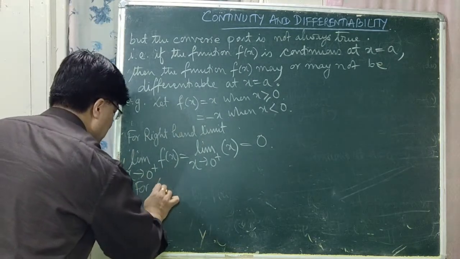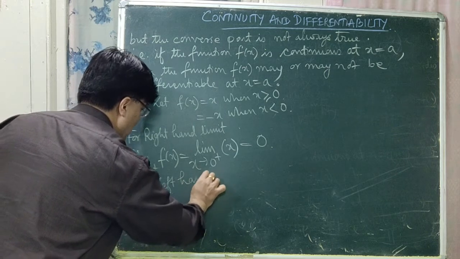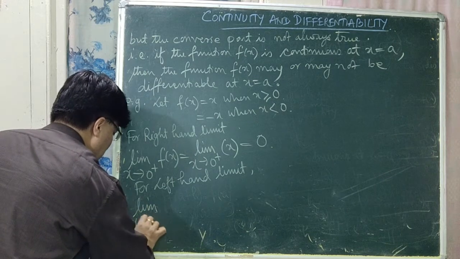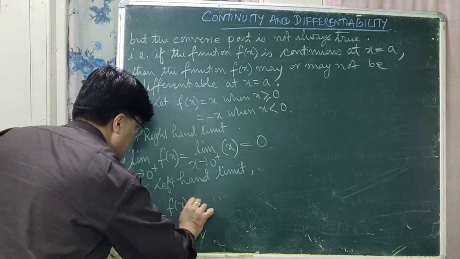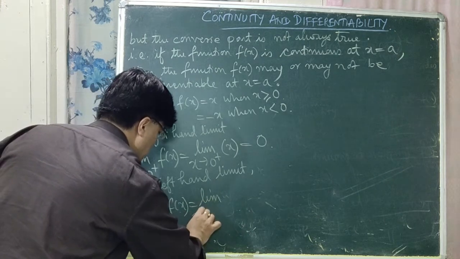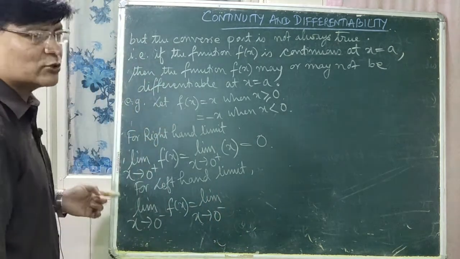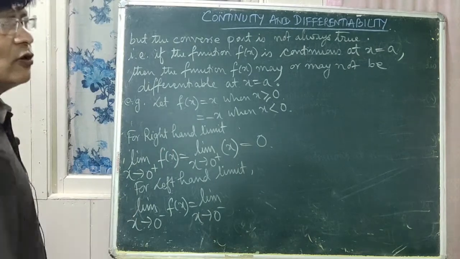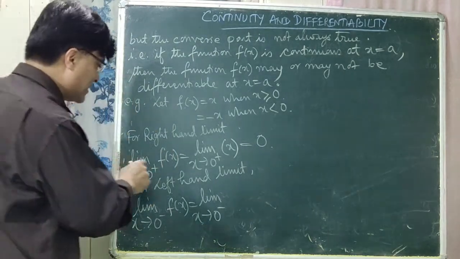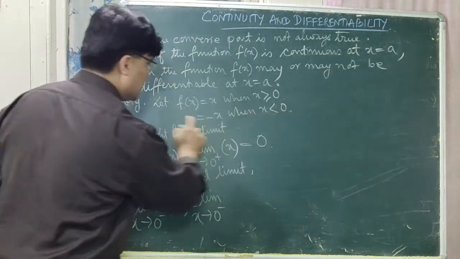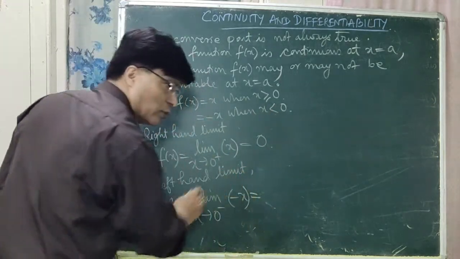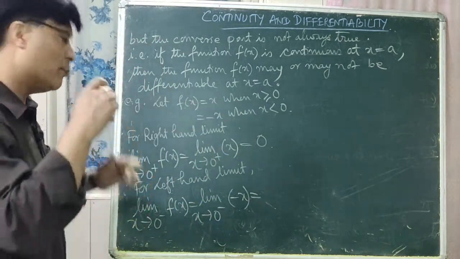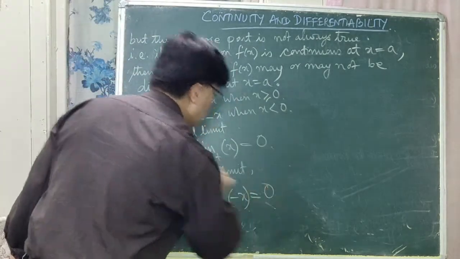So for the left hand limit, we can write limit x tends to 0 minus f of x is equal to limit x tends to 0 minus. What is the meaning of x tends to 0 minus? x is approaching 0 from the left hand side, and on the left of x is equal to 0, all the values of x are less than 0. In that case, what is the value of f of x when x is less than 0? It is minus x. So write down minus x, which is equal to minus 0, which is 0. x tends to 0 minus means x is approaching 0 from the left hand side only, but you cannot take x is equal to 0.